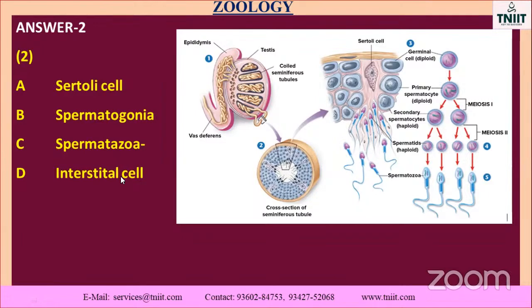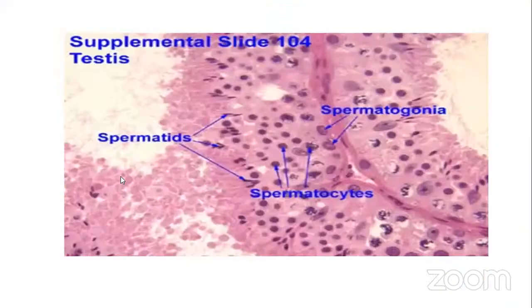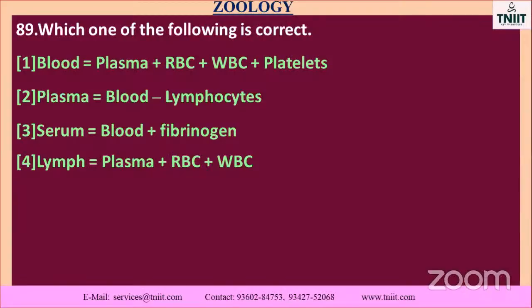Spermatogonia, spermatozoa, interstitial cells also present. See this: spermatids, spermatogonia, spermatocytes.